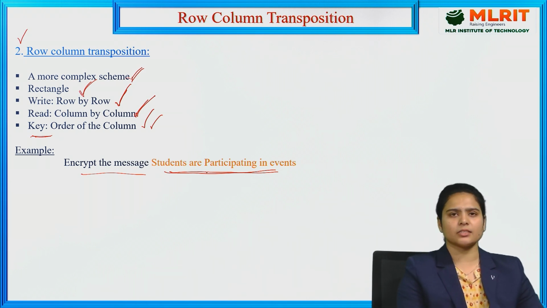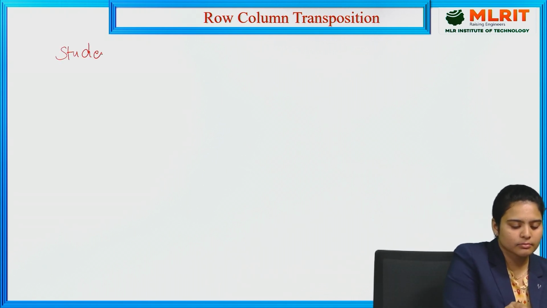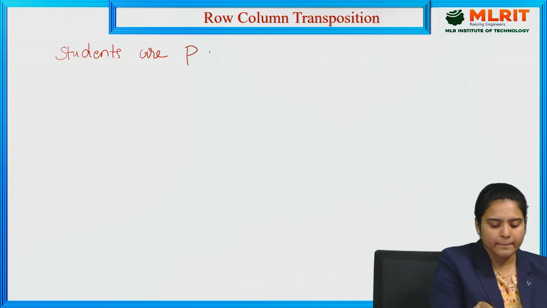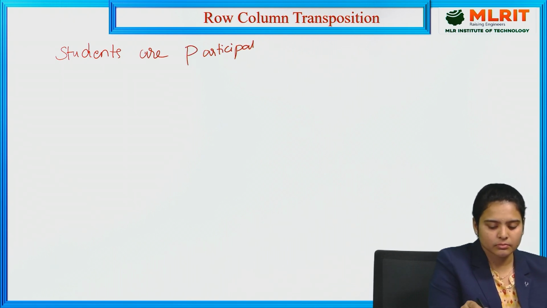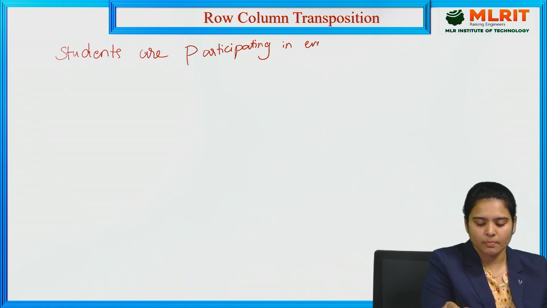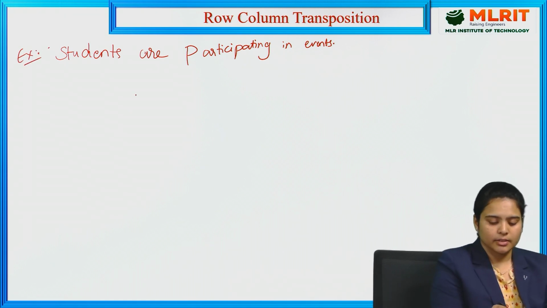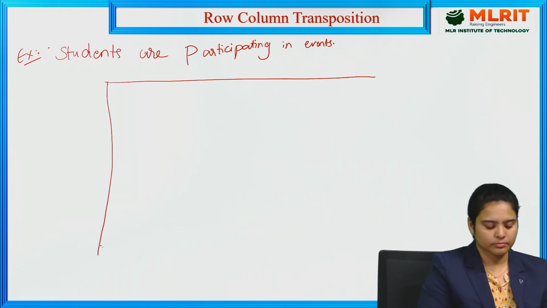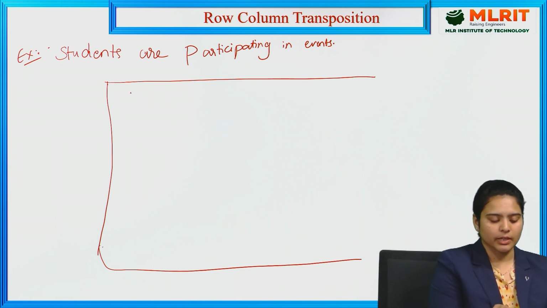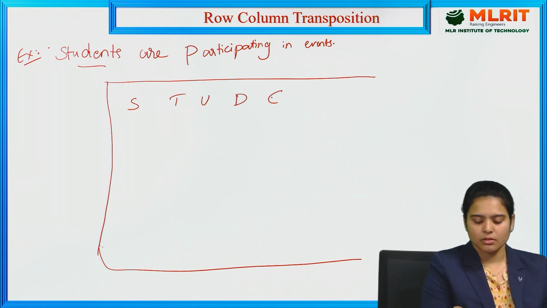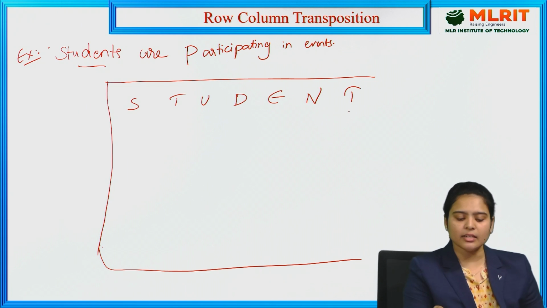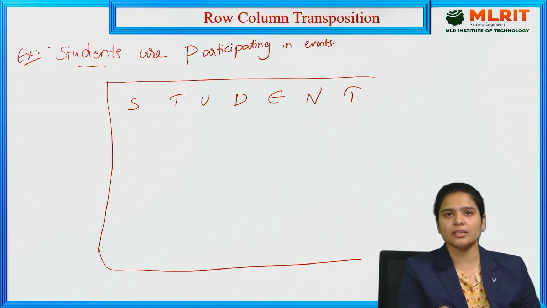So let us take an example: students are participating in events. I am taking a rectangular format. First is students. I am taking 7 columns here.